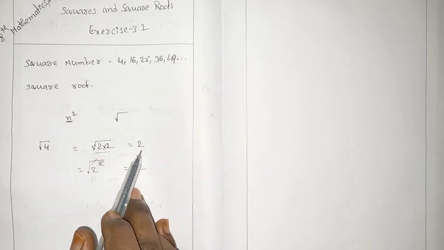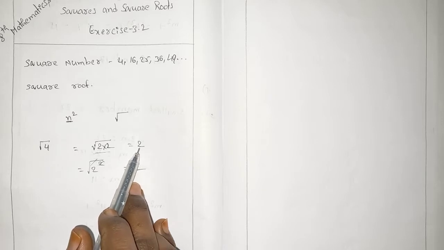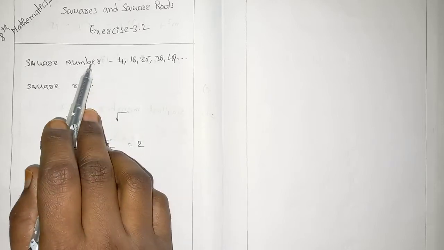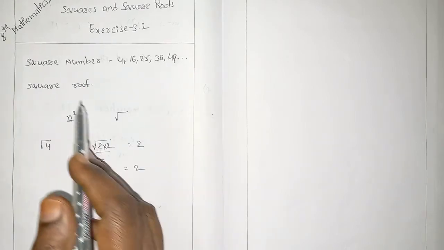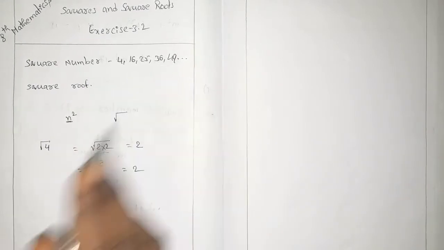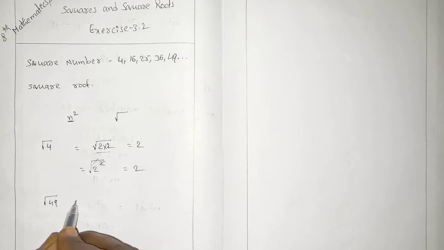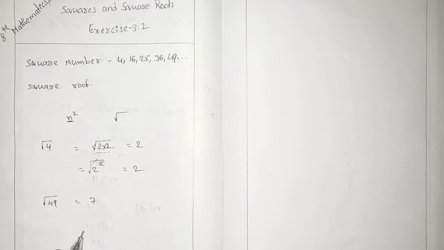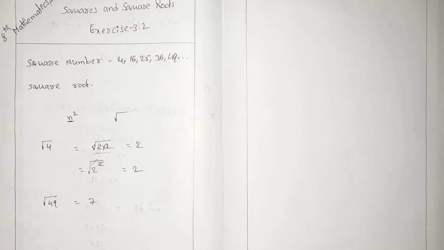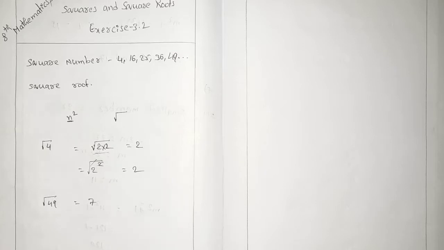2 is a natural number. When you multiply 2 with 2, you get 4. Two identical numbers multiplied, that is called a square number. The reverse process is called square root. So, what is the square root of 49? 7. That's it. Until now you learned how to find the square. Now, in this exercise, from square numbers we are going to get the square root. Understand?